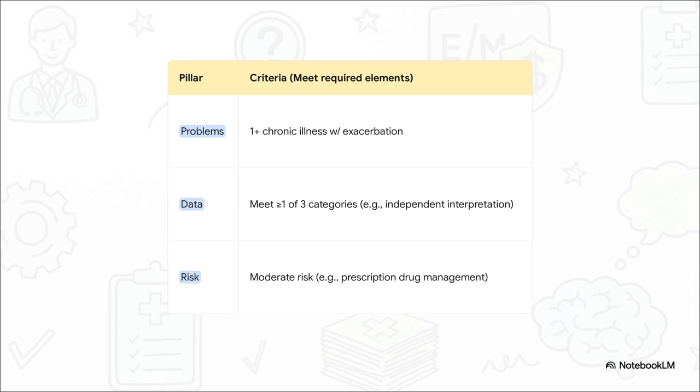This is a patient whose stable asthma is now flaring up, or maybe someone who comes in with a new lump that needs a full workup. The data requirement goes up too, and the risk is now moderate because you're actively managing prescription drugs.